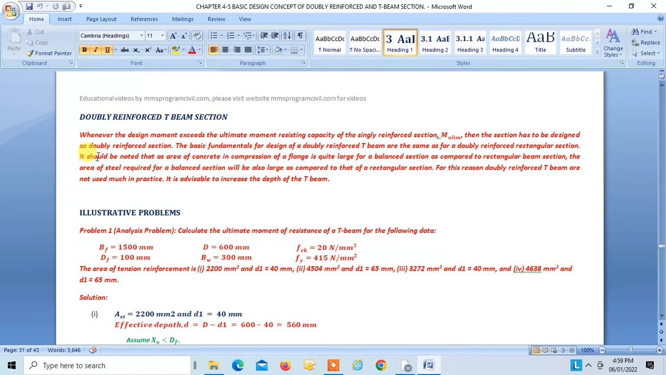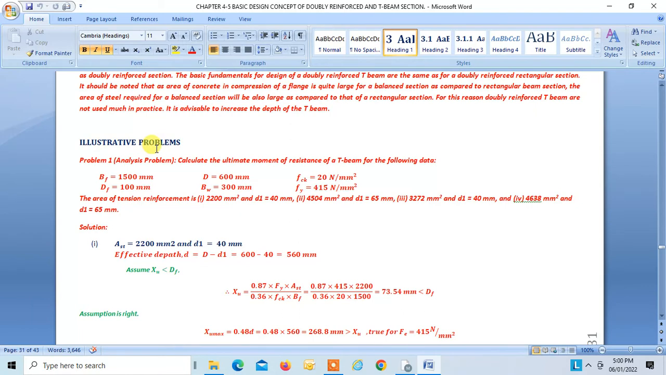It should be noted that as the area of concrete in compression of a flange is quite large in case of a T-beam balanced section, as compared to the rectangular beam, the area of steel required for the balanced section will be large as compared to the rectangular section. For this reason, doubly reinforced T-beams are usually not used in practice. It is advisable to increase the depth of the T-beam instead. This is very important. Okay, fine.